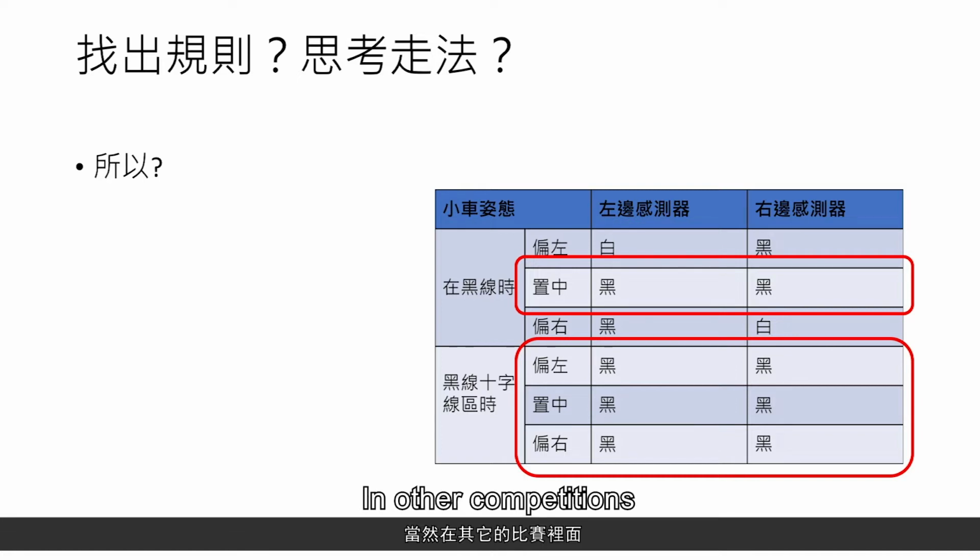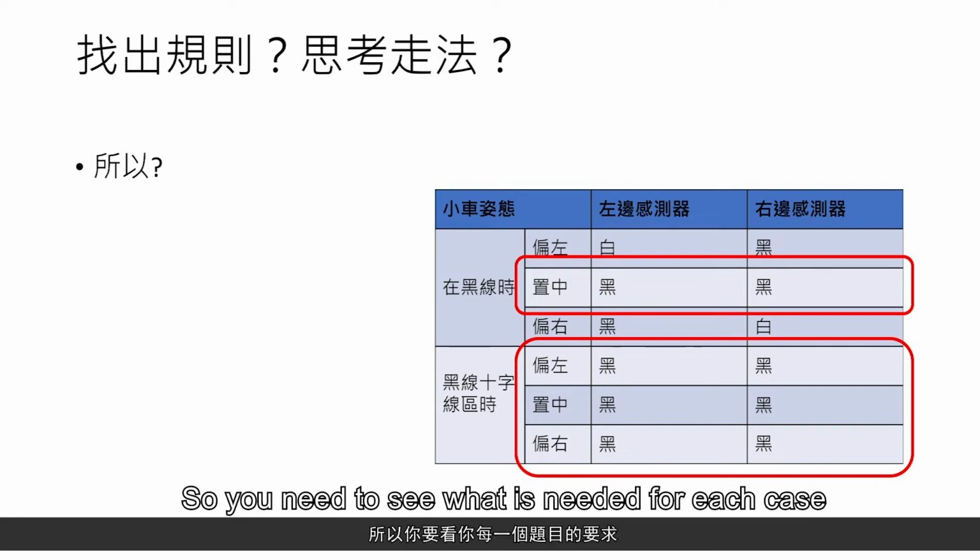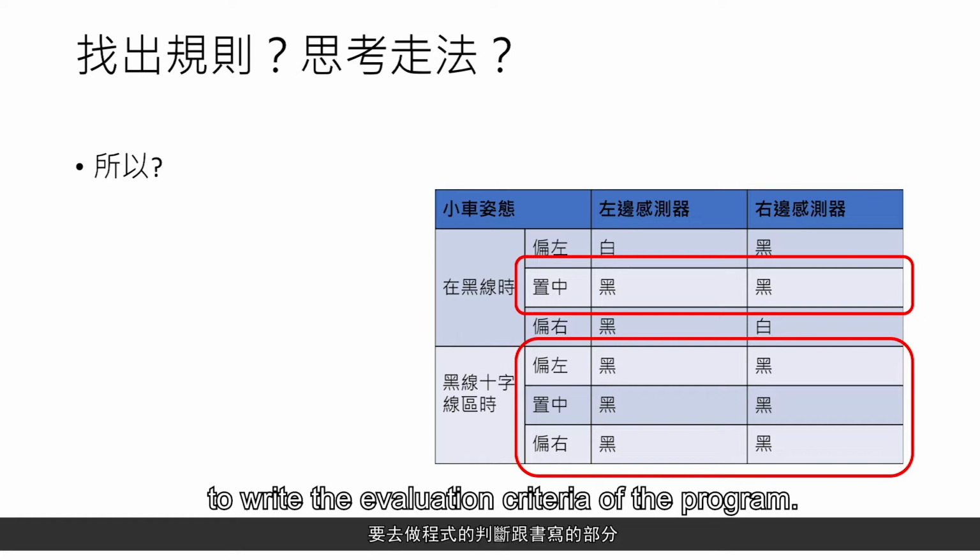In other competitions, where cross lines are present, you will be required to modify the program. But we don't need to do it for this case, so you need to see what is needed for each case to write the evaluation criteria of the program.